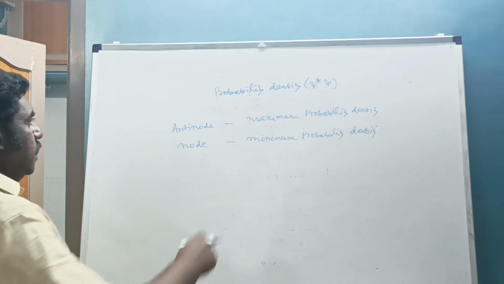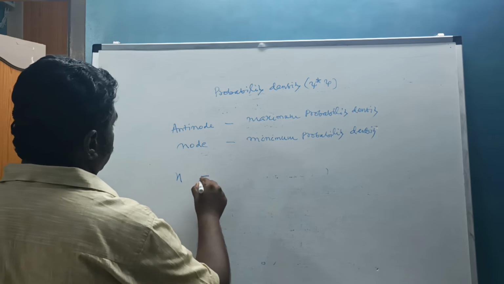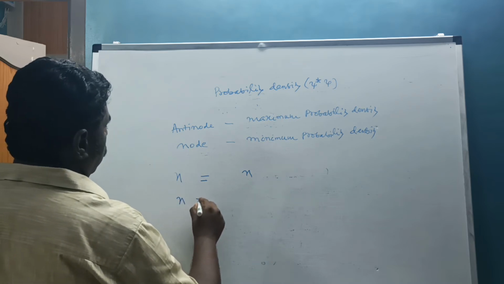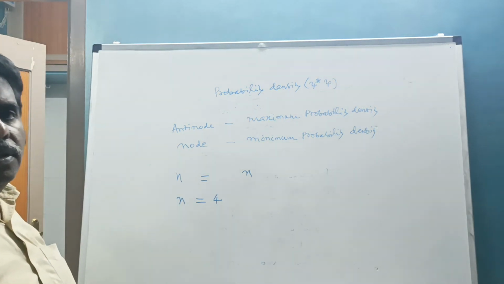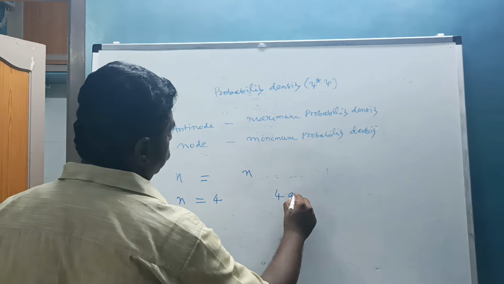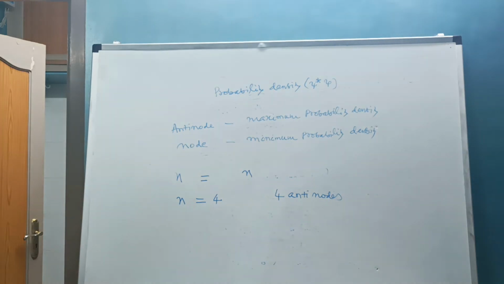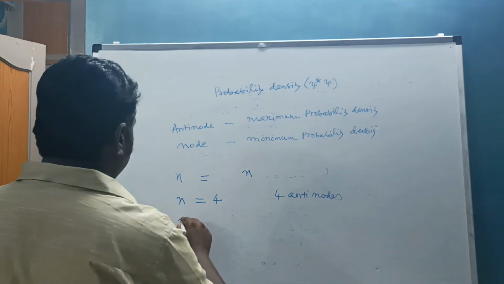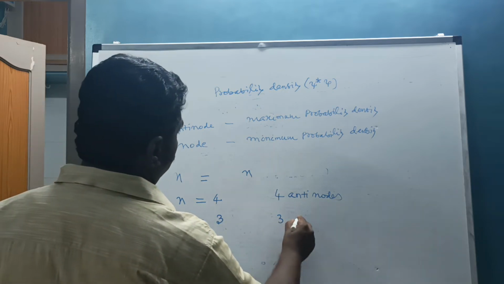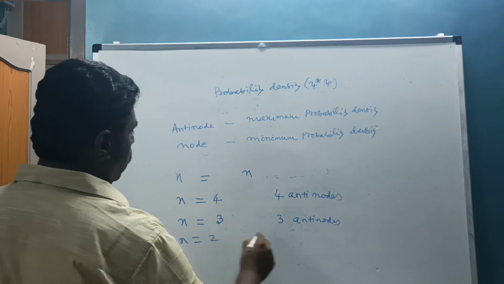If we express the psi star psi, we may say that for the given value of n, the number of probability density maxima is also n. Suppose we have n is equal to 4. The state is n is equal to 4, then we may get 4 antinodes. Say n is equal to 3, we can get 3 antinodes. If I say n is equal to 2, we can have 2 antinodes.